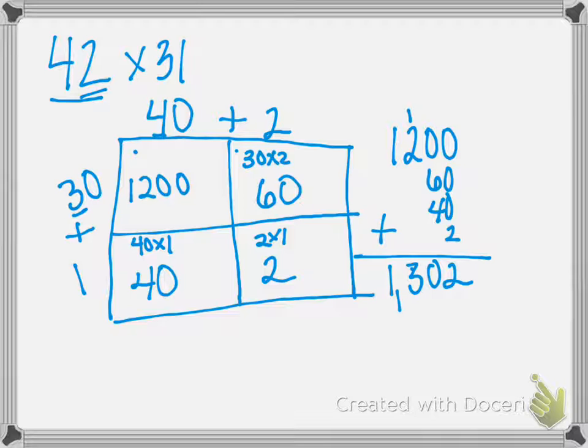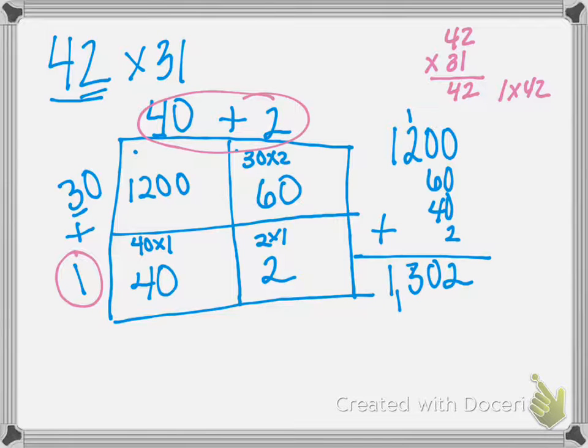Now if we wanted to relate that to our standard algorithm, I will show you that as well. Let me just write that right up here. So 42 times 31, which is how we would normally do the problem. First we start with the 1, and we're going to multiply it by 42. So 1 times 2, 1 times 4, and we get 42. So that is our 1 times 42. If we look over here, we see our 1 times 42.